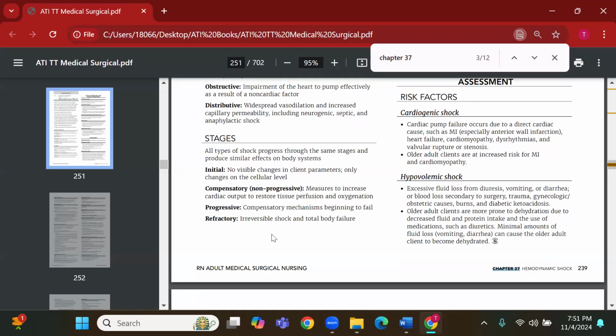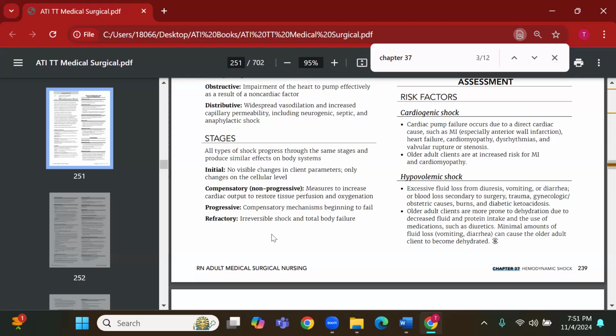Let's look at the compensatory one. Measures to increase cardiac output to restore tissue perfusion. So your body's going to start compensating. You're going to start seeing the blood pressure drop, the heart rate speed up. You might see sugars start to rise. I mean, if you're working in the ICU, you would probably see they're starting in respiratory alkalosis, then they go to metabolic acidosis, their lactic acid might start to rise, all of those things.